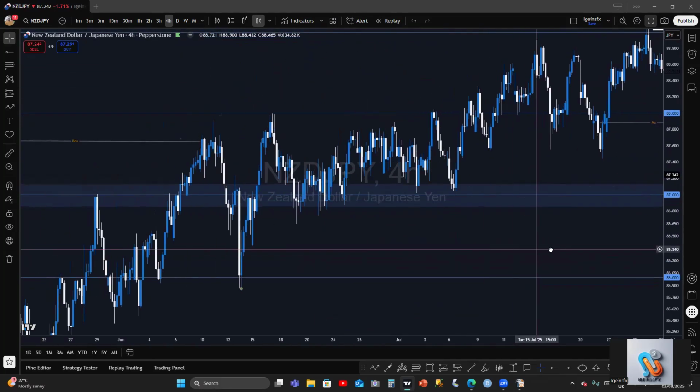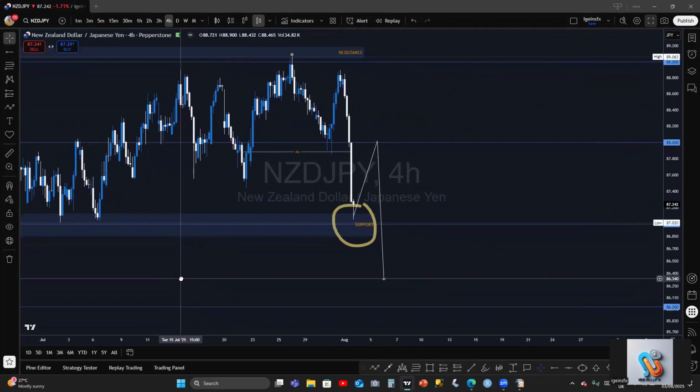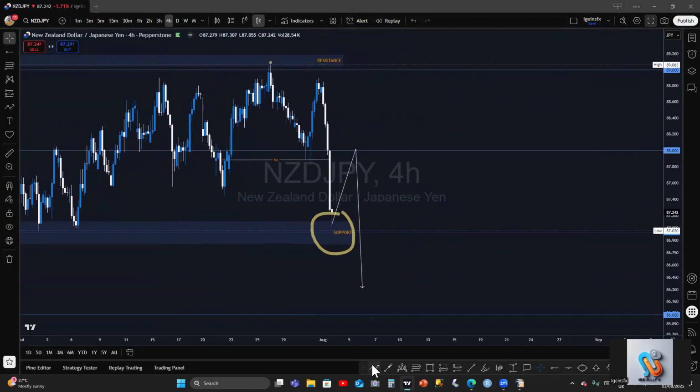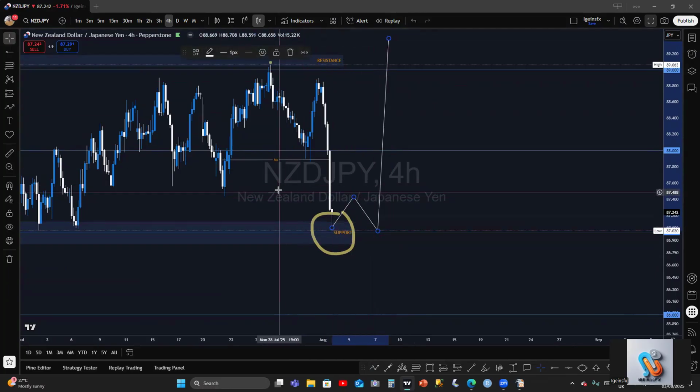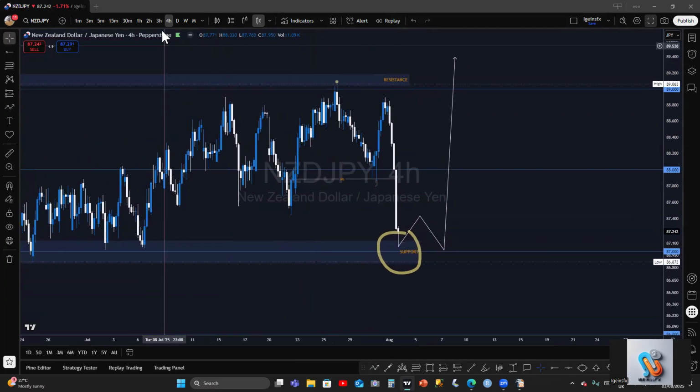Otherwise, if this level holds, we can see a reaction from here. All right, we can see a reaction from here, market breaking, creating a market shift here, then it will start pushing to the upside. So whatever happens, we need to wait for price to tell us what it wants to do next.